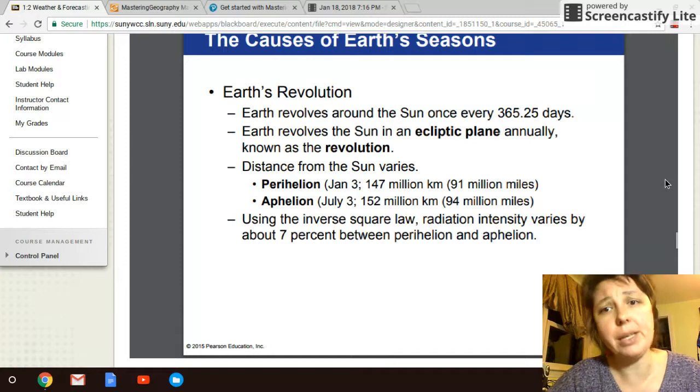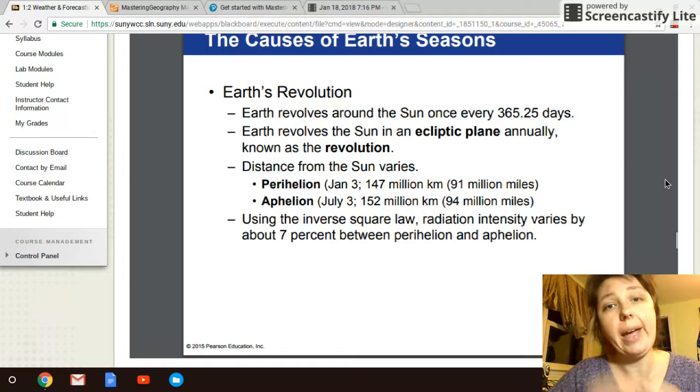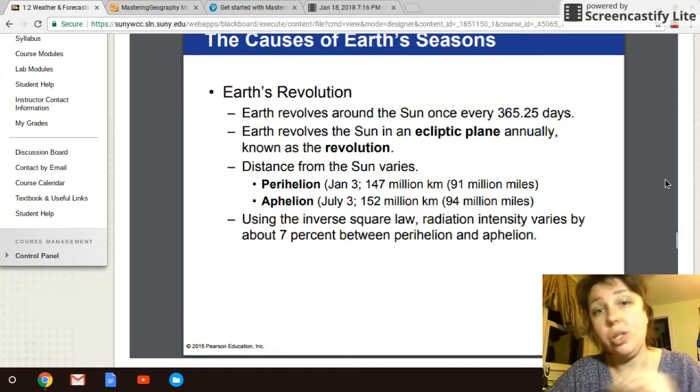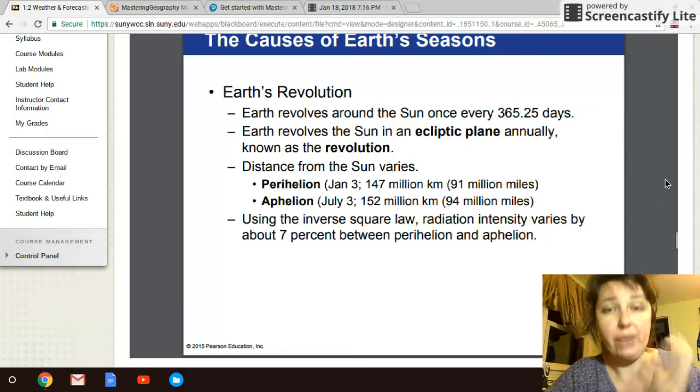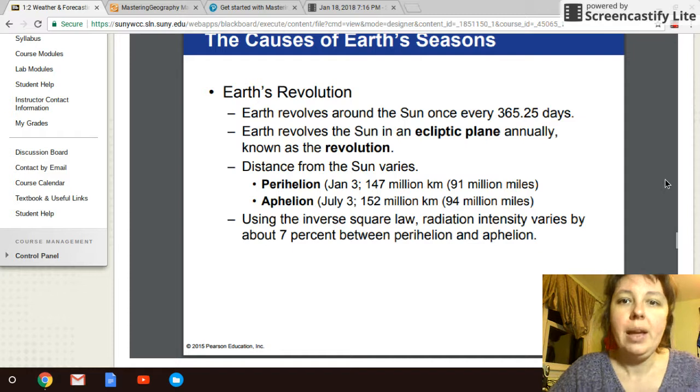So the Earth takes about 365.25 days to rotate itself around the Sun. This is why every 4 years we have a leap year day, and that is to make up for the 0.25 that it takes to actually make it around the Sun. So every 4 years we make up that 0.25 in our numbering.